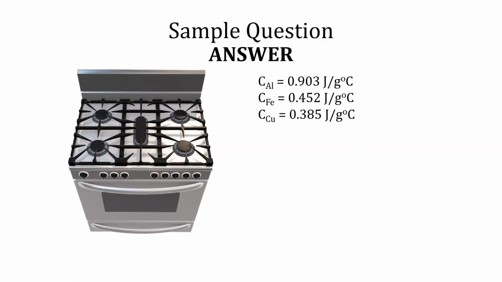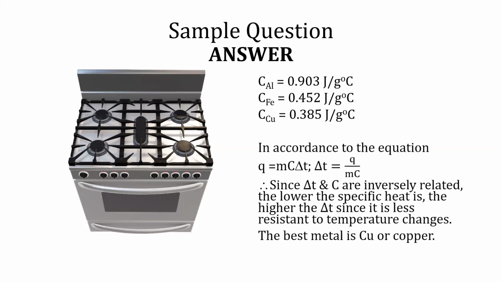Specific heat of aluminum is 0.903 joules per gram degree Celsius. Specific heat of iron is 0.452 joules per gram degree Celsius. Specific heat of copper is 0.385 joules per gram degree Celsius. In accordance with the equation, Q equals M times C times delta T.